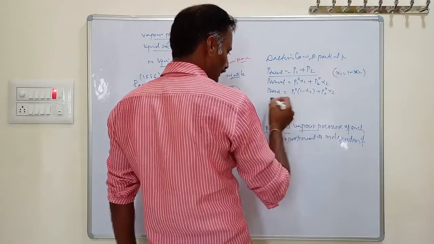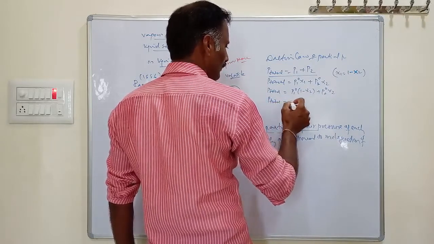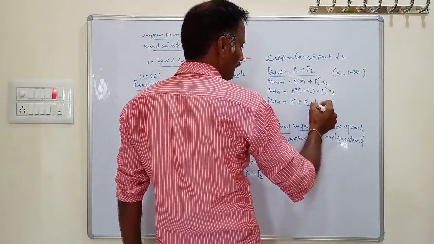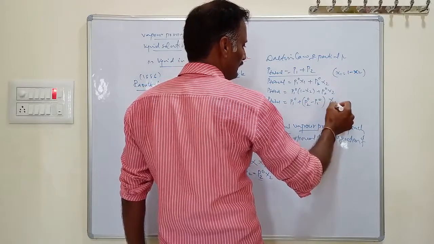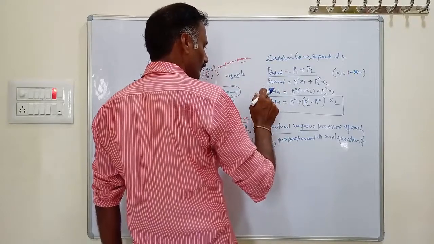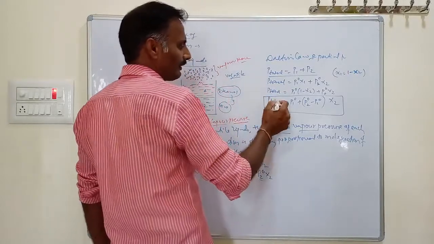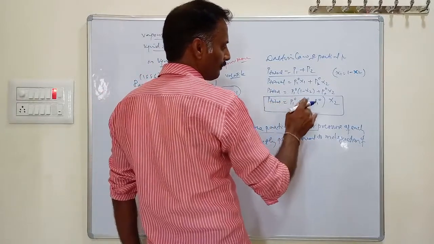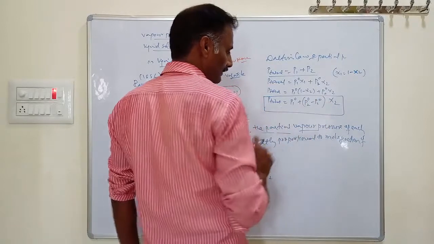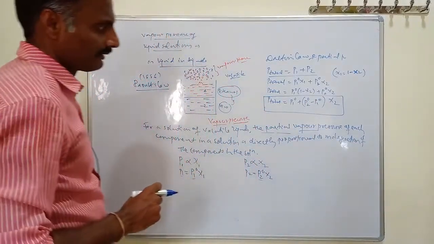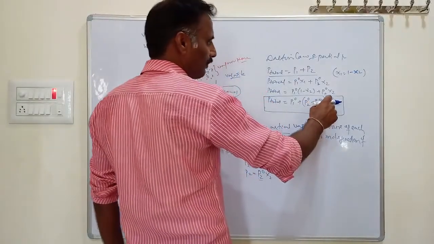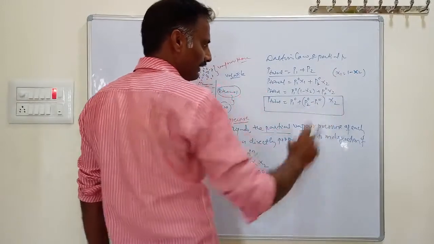Then on rearranging, you will get P total is equal to P1 naught plus (P2 naught minus P1 naught) times X2. This is another way of writing Raoult's law. P1 naught and P2 naught are called the vapor pressures of pure components. And by knowing the vapor pressures of pure components P2 naught and P1 naught, we are calculating the mole fraction of the component X1 and also X2.